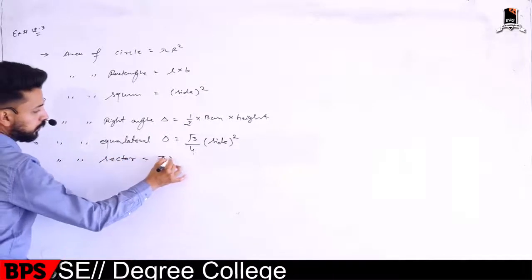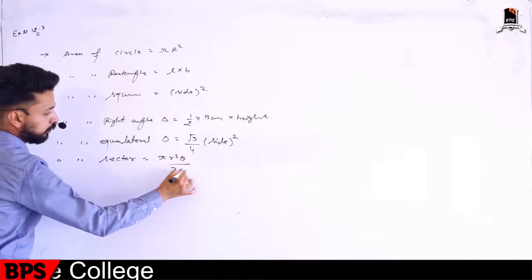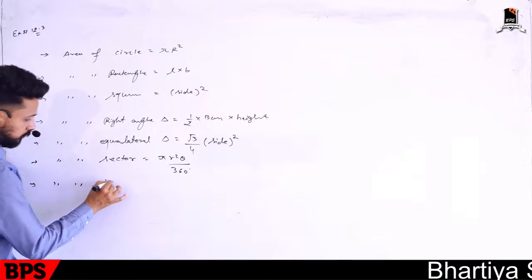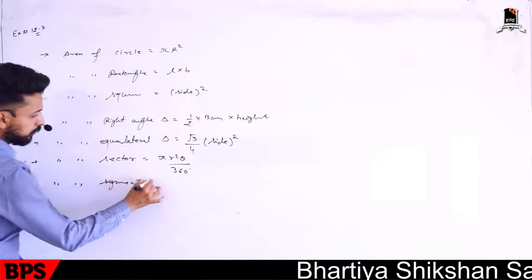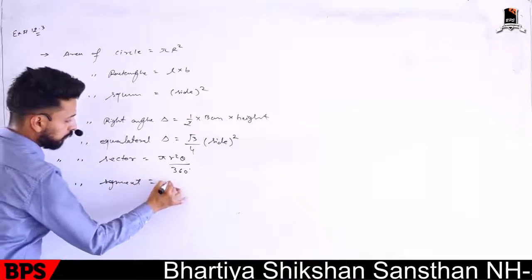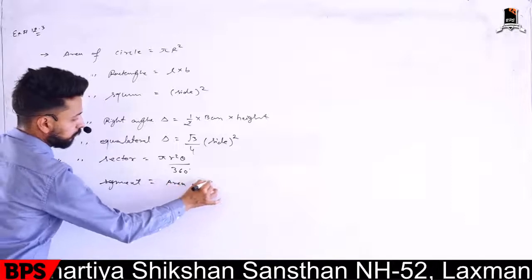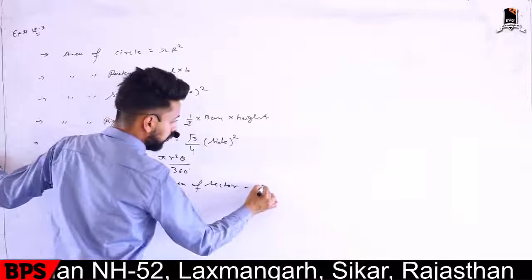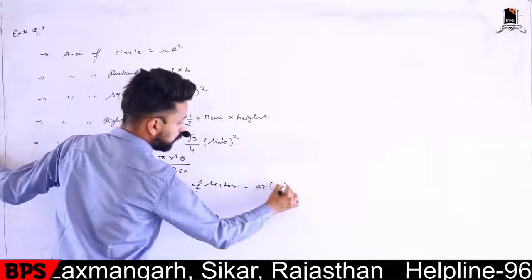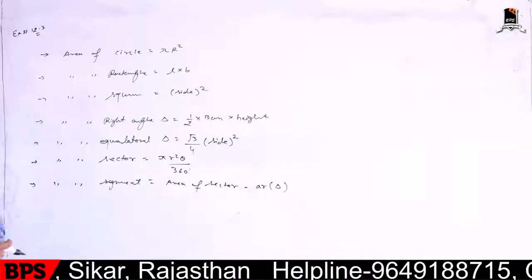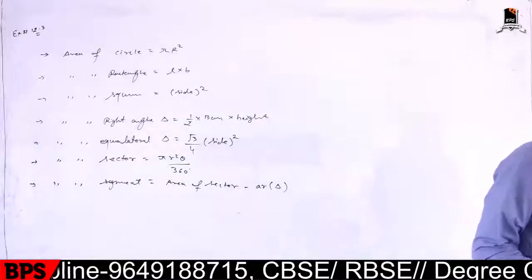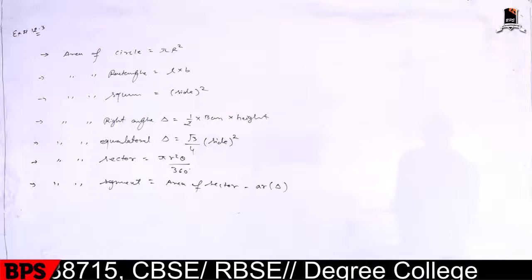And area of sector is equal to pi r square theta upon 360, and area of segment is equal to area of sector minus area of corresponding triangle. Done. Now we have to solve the exercise 12.3.